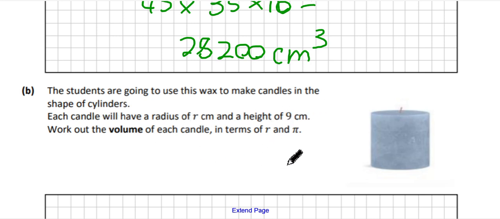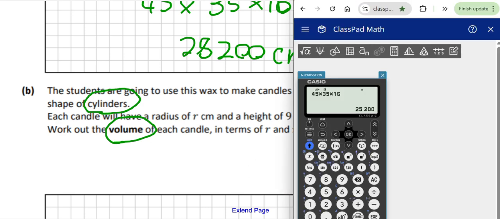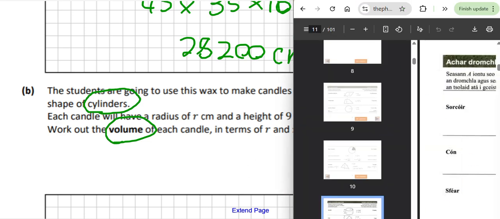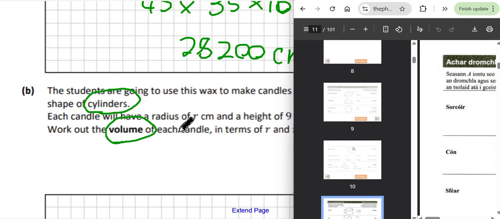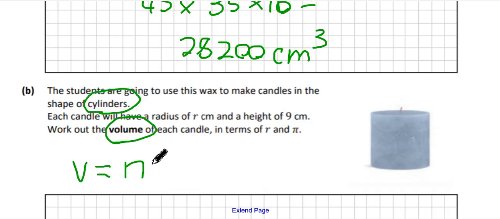Now guys, you don't have to be the smartest person in the world. All you got to do is match the shape of the candle to the formula. All you need to do is match cylinder with volume, and then you go search in your tables, here, and then you go looking for the volume of a cylinder, which is pi r squared h. That's all you gotta do. You get tons of attempt marks for that. So there's no zeros here, yeah?